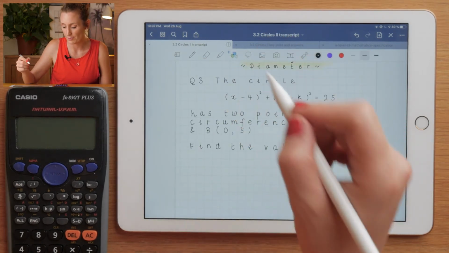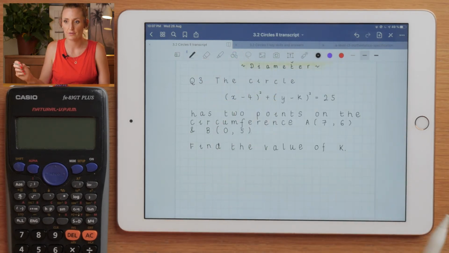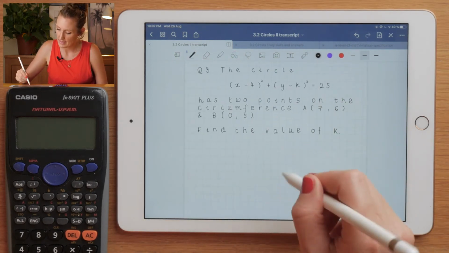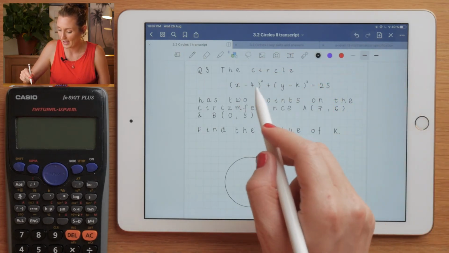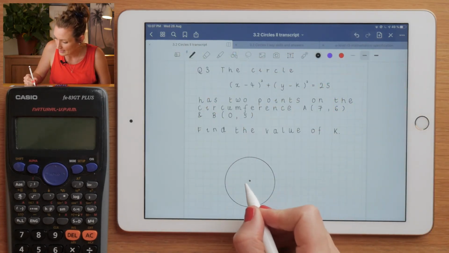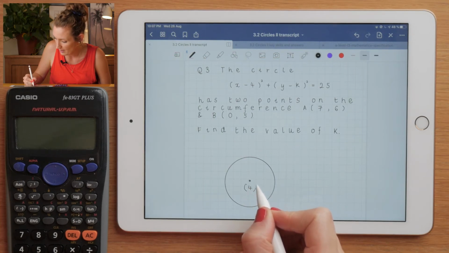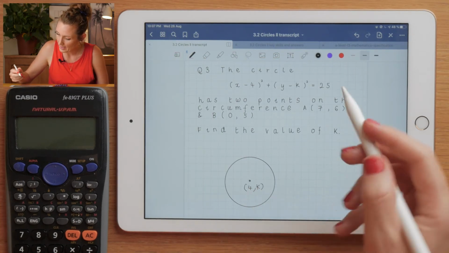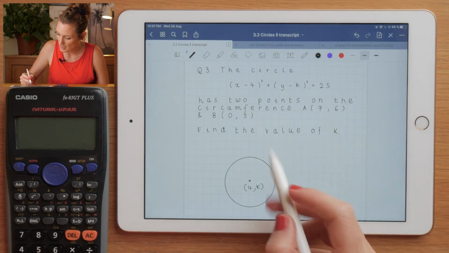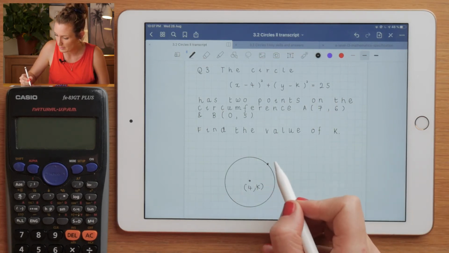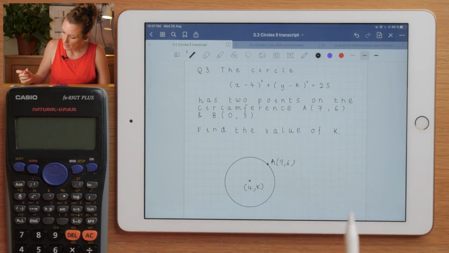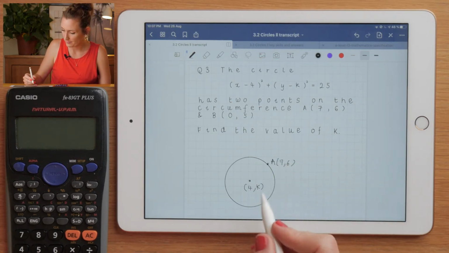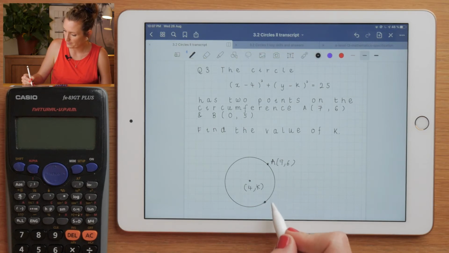This is a rework of a previous exam question that I saw, and I thought it was really tricky. So let's have a go, guys. Oh, we can get a diagram going even though we're going to have the center here in terms of k. So the center has to be 4, k, and we've got 2 points which are 7, 6. So let's imagine that's there. And B is 0, 5. Okay, so we can imagine it's there.